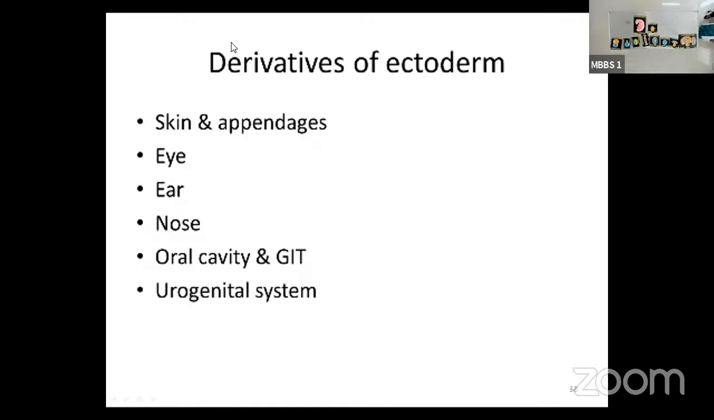So you should know derivatives of ectoderm, endoderm, and mesoderm. Here in short, I will enumerate these factors. This is not a part of understanding. Only you have to by heart these names.